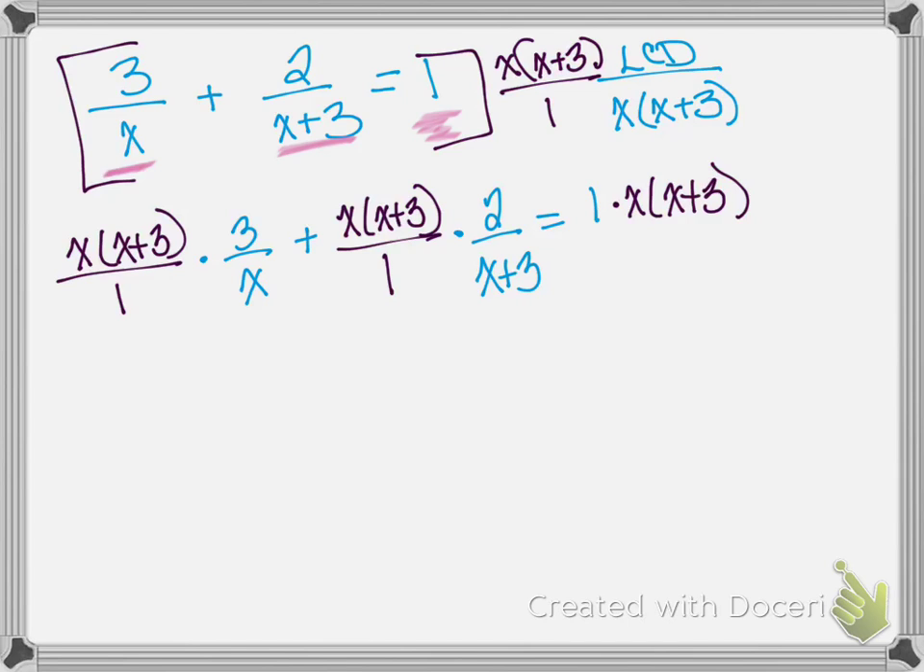Now, if it's in the top and it's in the bottom, I can cancel it out. So I've got an x here and I've got an x here, so I can cancel both of those out. So I'm left with 3x plus 3. Here I've got x plus 3 and x plus 3. Here I'm left with 2x.